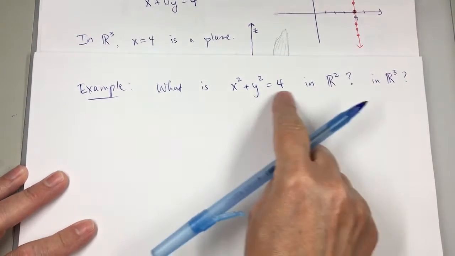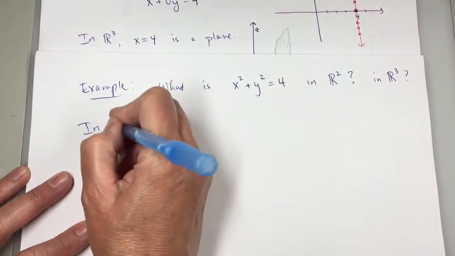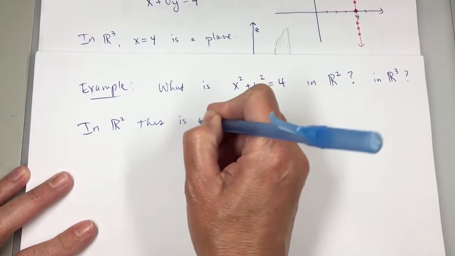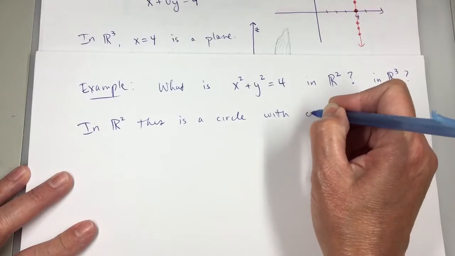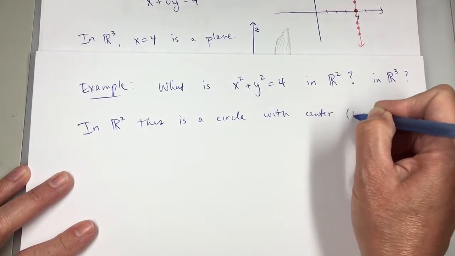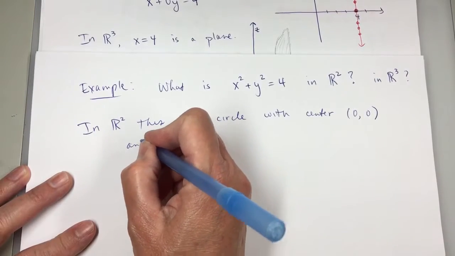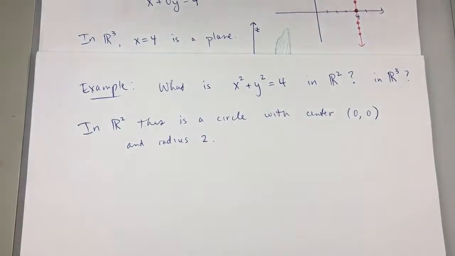So I have x squared plus y squared equals 4. And in R2, this is a circle with center 0, 0 and radius 2. So I'm going to go ahead and sketch that circle.